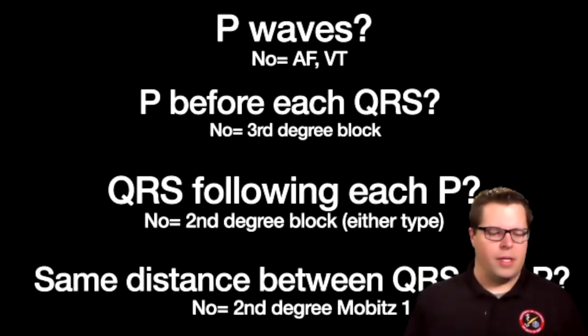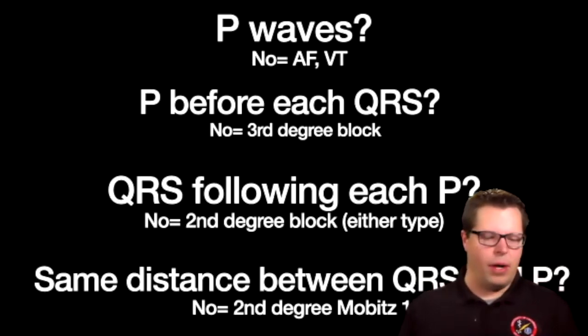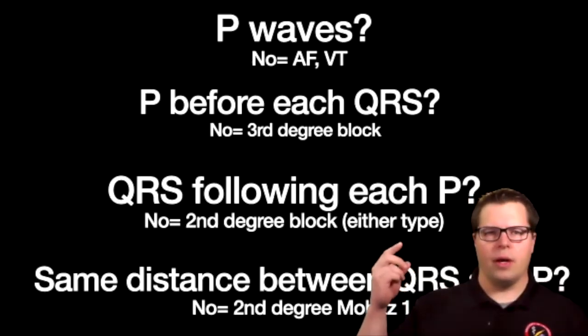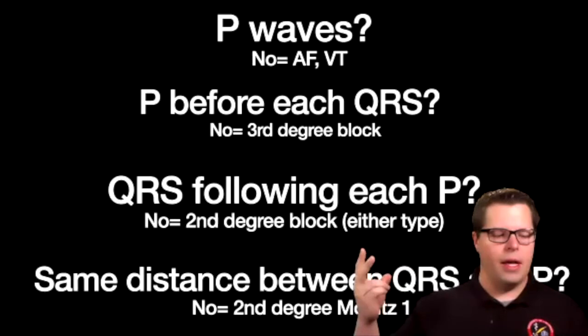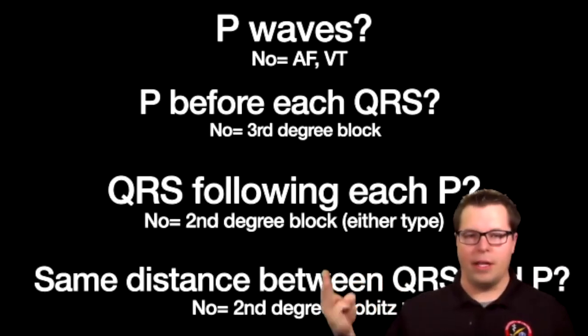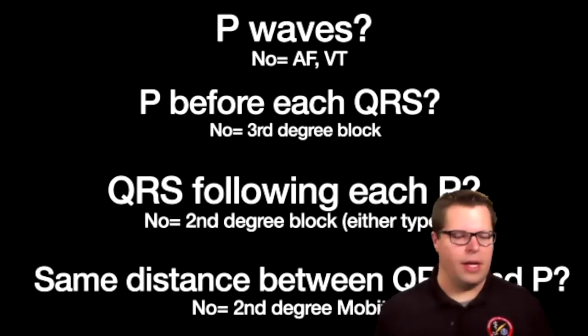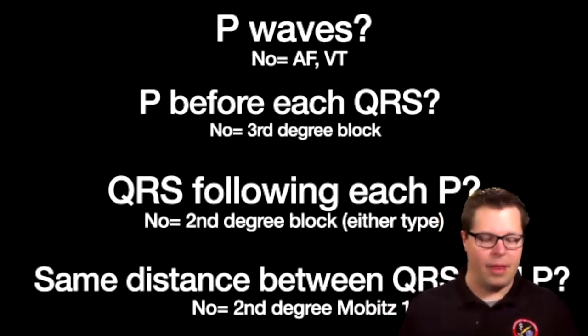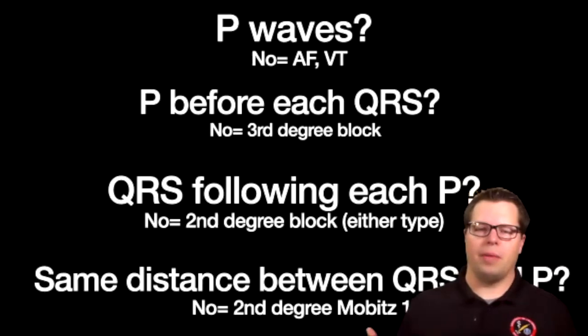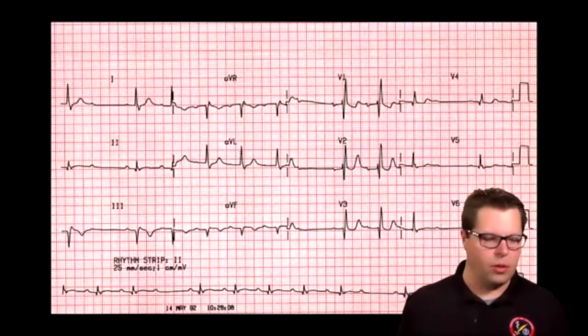And then is there the same distance between each QRS segment and each P wave? So are there P waves? Is there a P wave before each QRS? Is there a QRS that follows each P wave? And it is important to differentiate there. And then is there the same distance between each QRS and each P wave? That will give you essentially the rhythm and sort of block determination that you need to do.